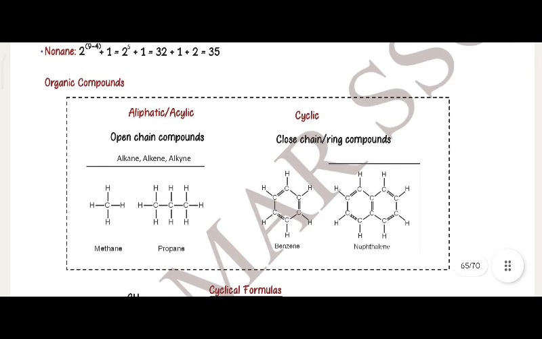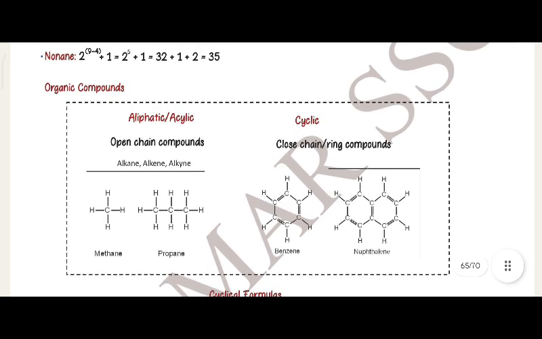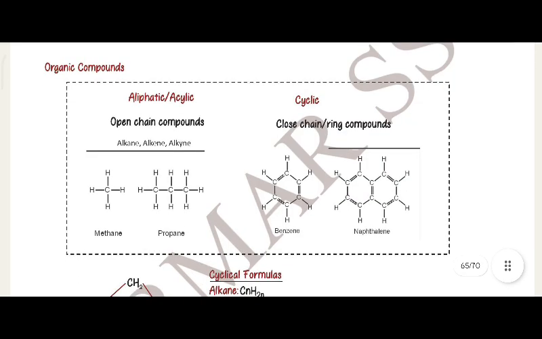Organic compounds are aliphatic or acyclic, and cyclic. Aliphatic and acyclic are open chain compounds: alkane, alkene, alkyne. Methane, CH4. Propane, C3H8. Cyclic are closed chain or ring compounds.